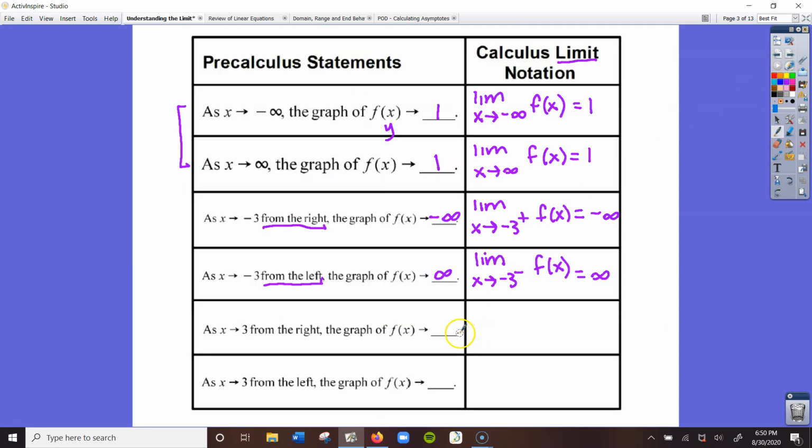Remember, limit is the intended y value, and sometimes it actually does go through that particular point, so it will have a numerical solution. So, as x is approaching 3 from the right, the graph of f of x is approaching 0, and it's the same case as when it's approaching from the left. Therefore, our limit statements would be the limit as x is approaching 3 from the right of f of x is equal to 0, and the limit as x is approaching 3 from the left of f of x also equals 0.